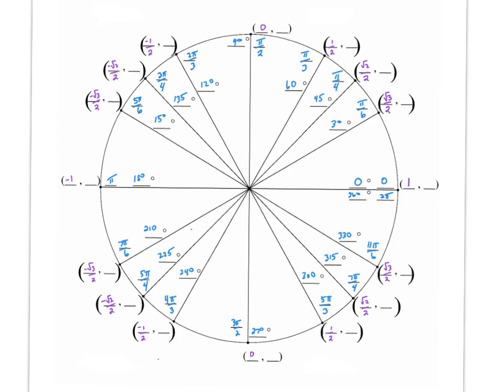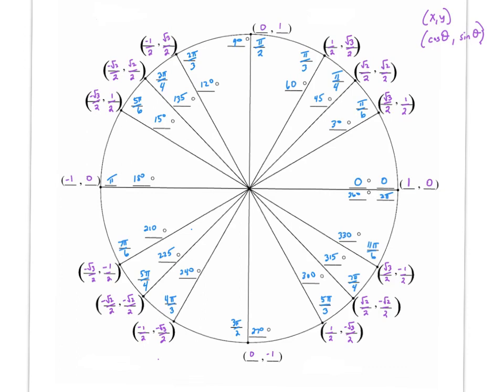Finally, we'll fill in the y values, starting with this y value right here, which is 0. 1/2, root 2 over 2, root 3 over 2, 1, root 3 over 2, root 2 over 2, 1/2, 0, negative 1/2, negative root 2 over 2, negative root 3 over 2, negative 1, negative root 3 over 2, negative root 2 over 2, negative 1/2, and 0. Remember that each point x, y gives the cosine and the sine value for each corresponding angle.